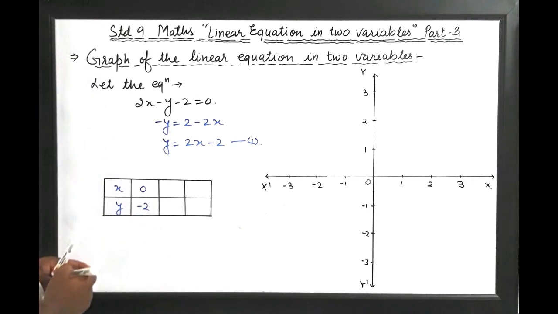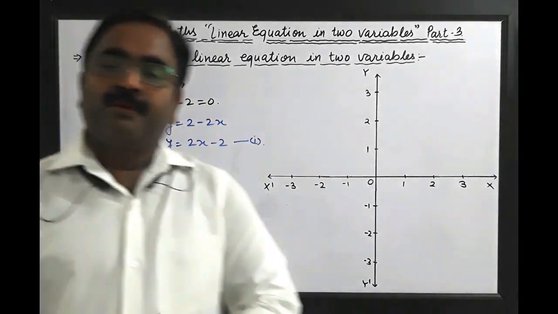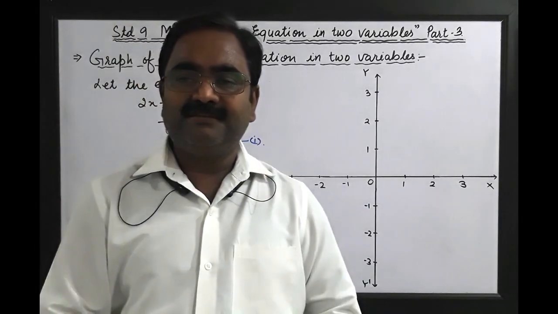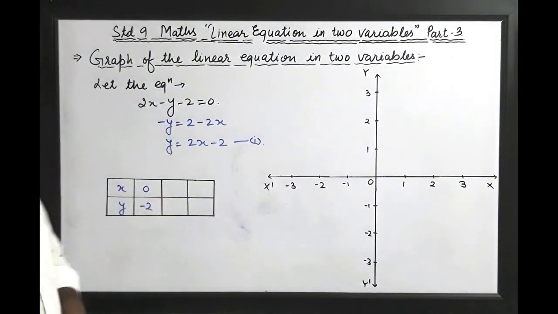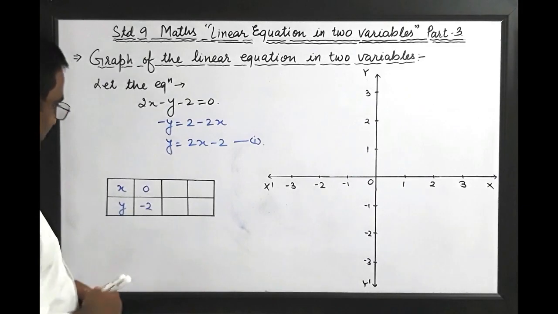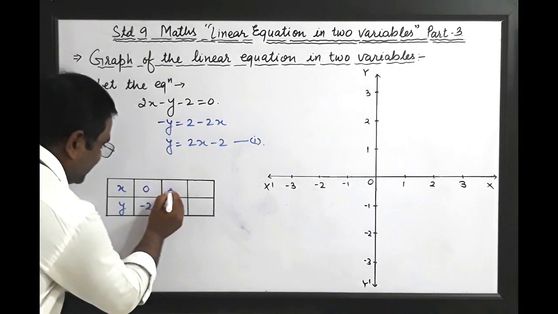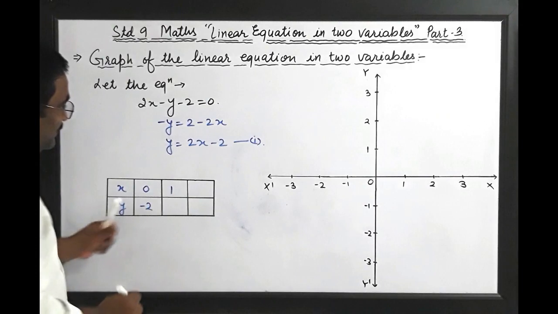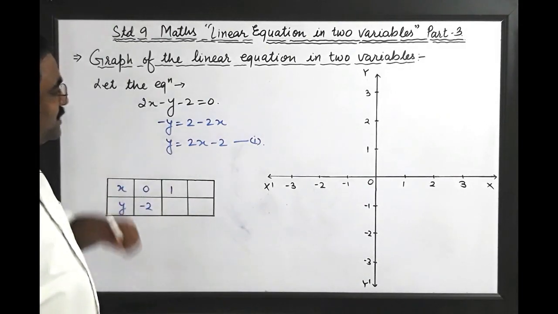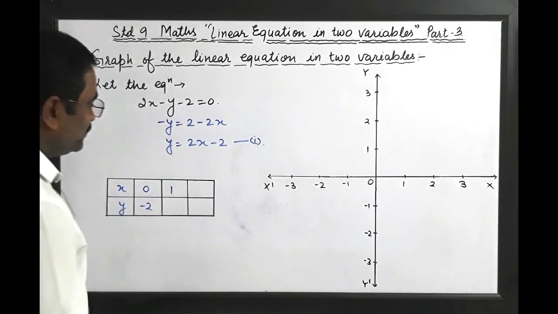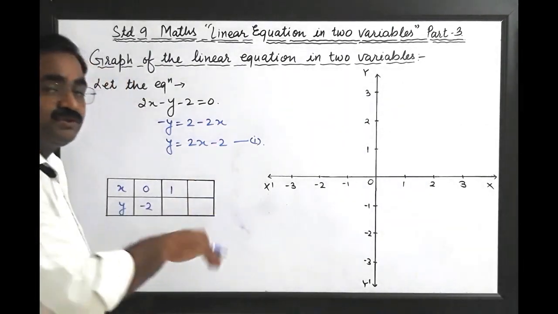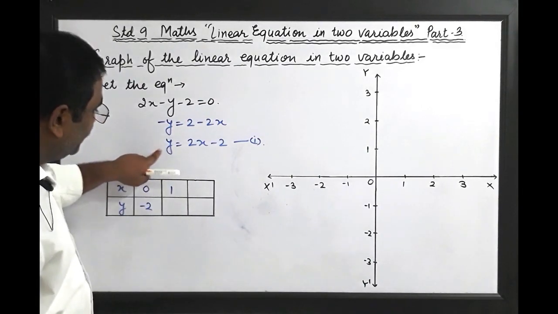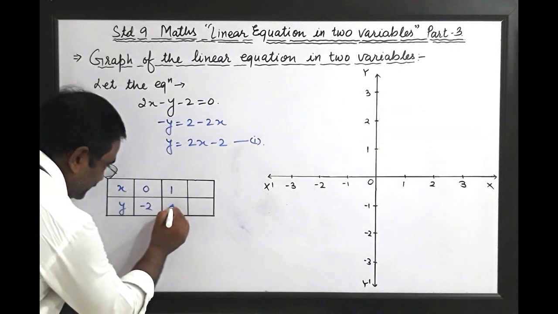When you substitute x is equal to minus 1, okay bachcho, now let us take the second ordered pair of this equation. So substitute x is equal to 1 in this equation. When you substitute x is equal to 1, in place of x we substitute 1, so what values will we get? So 2 ones are 2, and 2 minus 2 is equal to 0. Therefore the value of y will be 0.